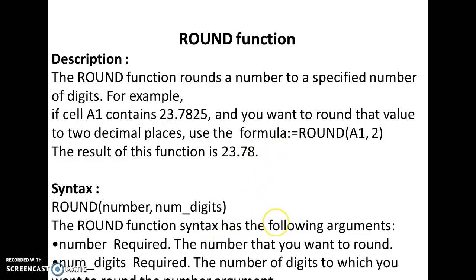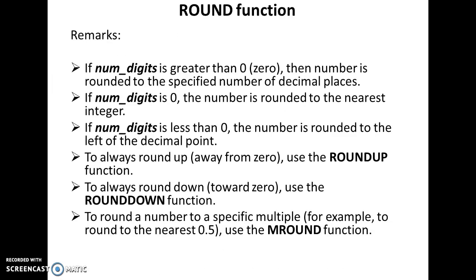Now the syntax for this is ROUND(number, num_digits). The round function syntax has the following arguments. The number, required, means the number that you want to round, and second, the num_digits, required, which is the number of digits to which you want to round the number argument. Now here we have some remarks regarding the number and num_digits.